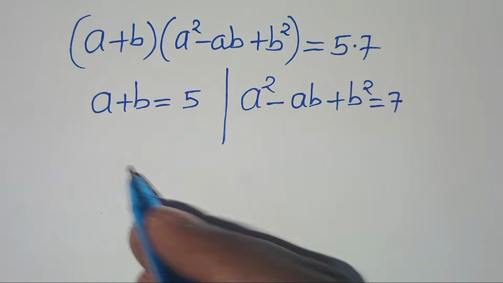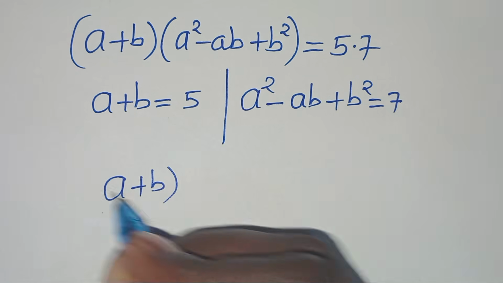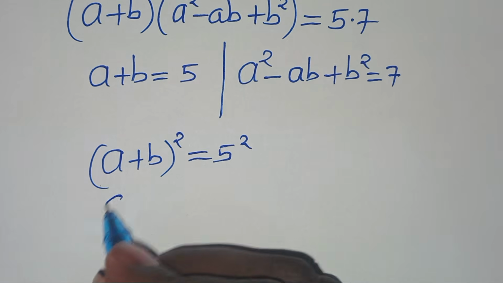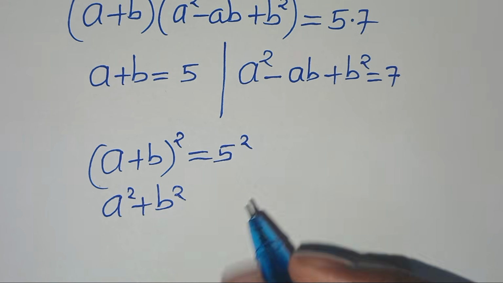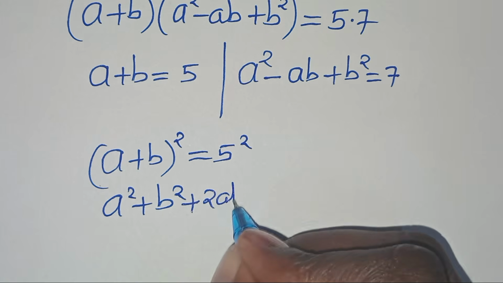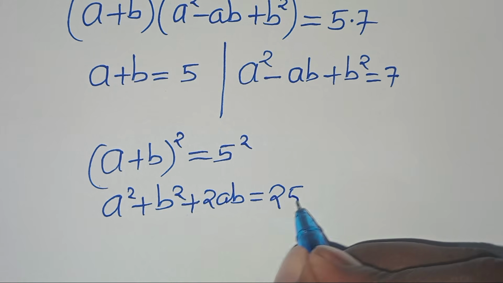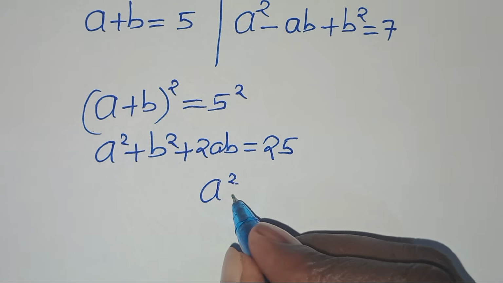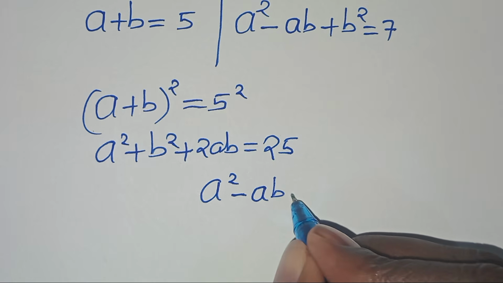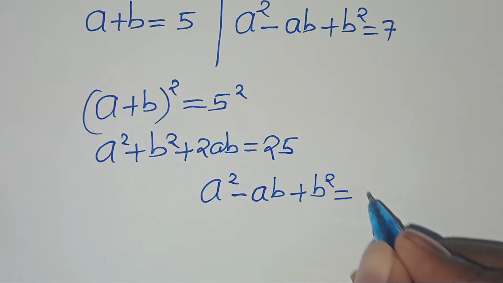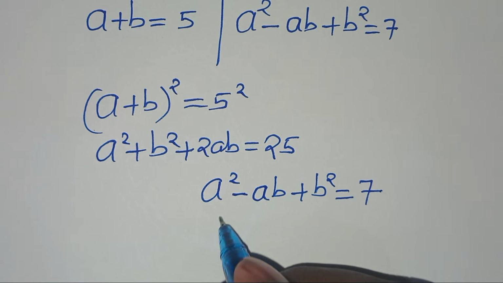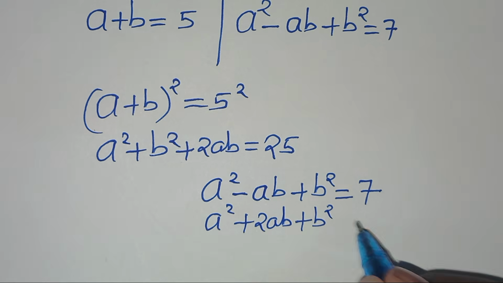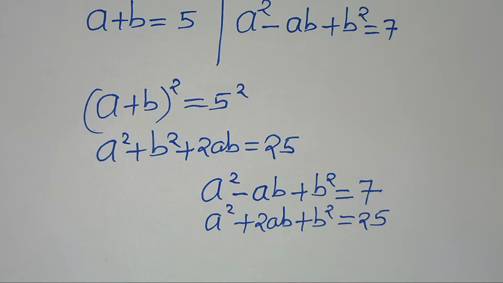So from the first part, let's square both sides, so that here we have a² + b² + 2ab, this is equal to 5², which is 25. So this means that here we have a² − ab + b², this is equal to 7, and then we have a² + 2ab + b², this is equal to 25.